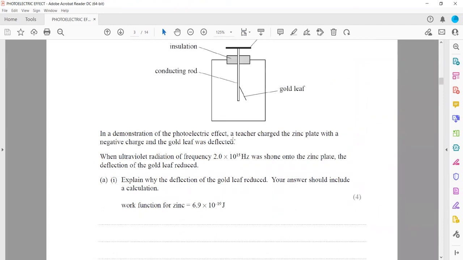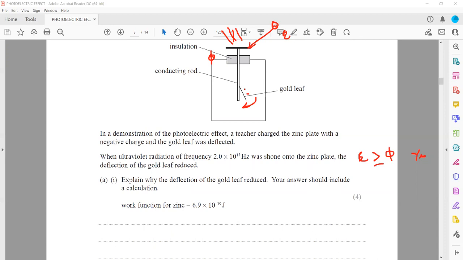So what we have to do is show that the energy of the photons coming towards the metal, we have to calculate the energy of the photon, and compare it with the work function, the minimum possible energy. If the energy of the photon which we calculate is greater than or equal to the work function, there will be a photoelectric effect, and as a result the electrons will go out, the charge on the gold leaf will start to decrease and the spacing will reduce. So we have to show by calculation how to get the energy of the incident photon.